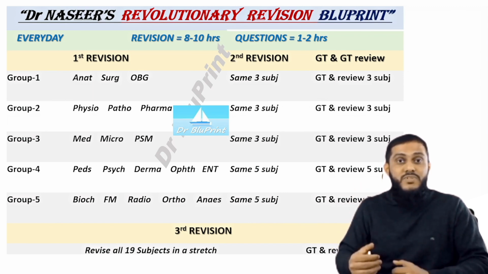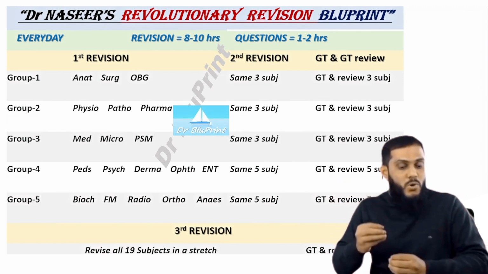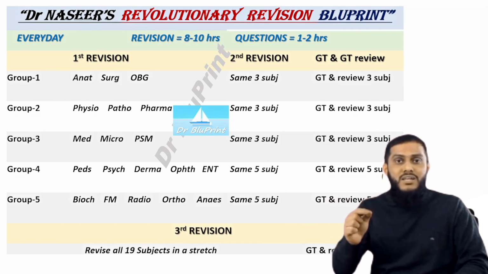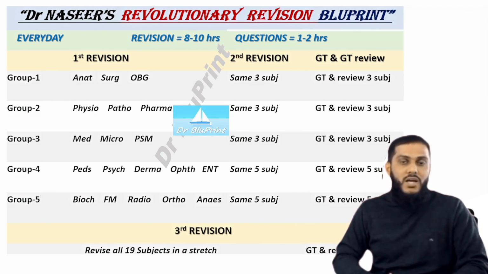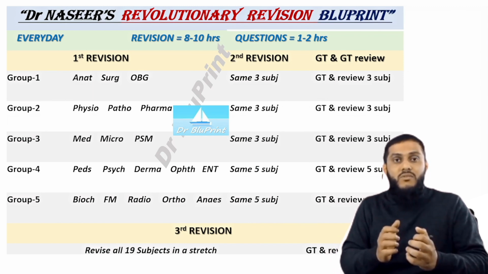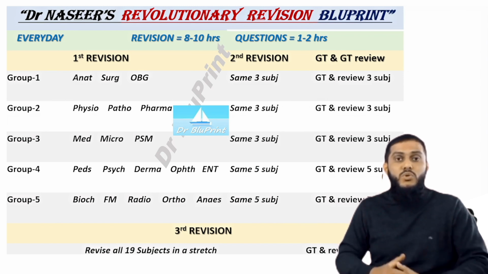Because the first 3 subjects are major subjects, vast subjects, important subjects. The next 3 are comparatively less important, less vast. And that's why we have grouped them into 5 and 5. Sir, why divide these subjects into groups?